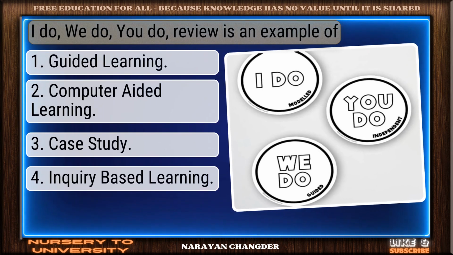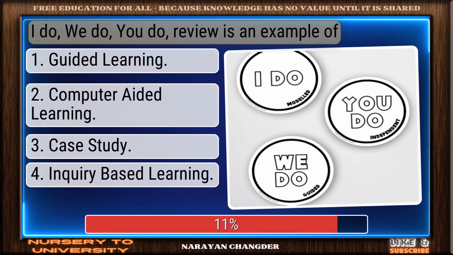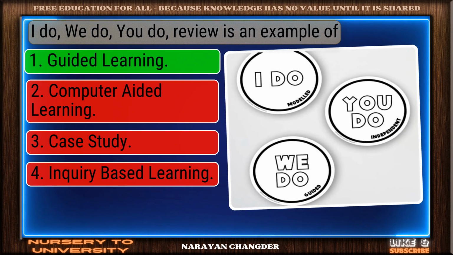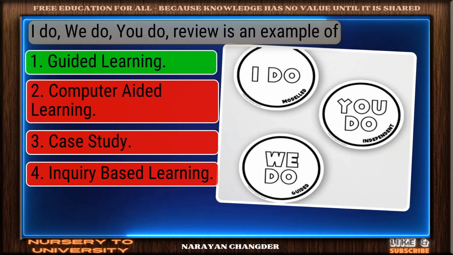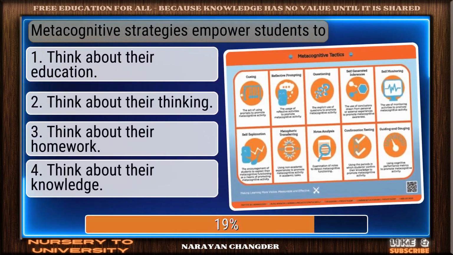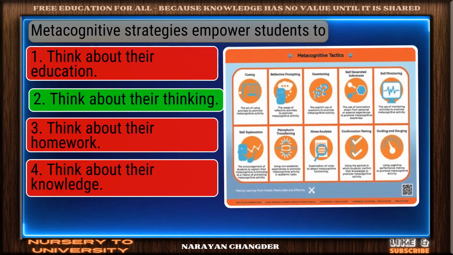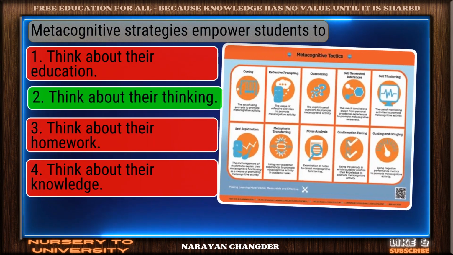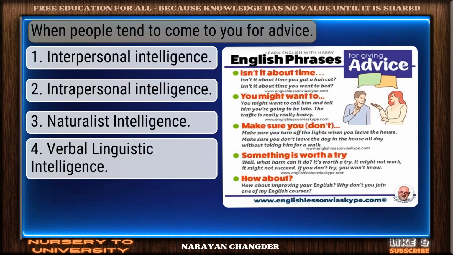I do, we do, you do, review is an example of. Perfect. Guided learning is the correct choice. Metacognitive strategies empower students to. Well-reasoned. Think about their thinking is the correct choice.